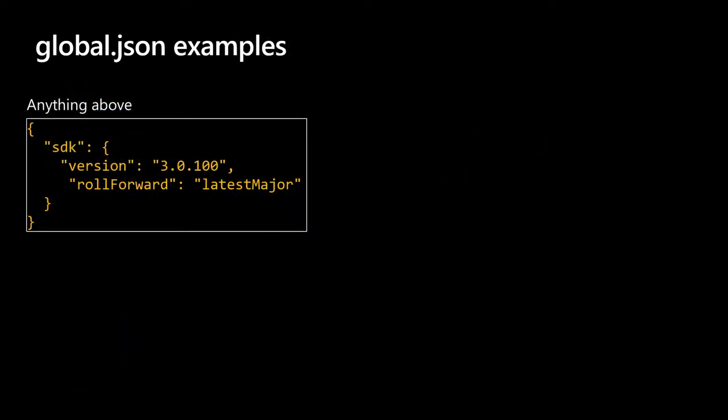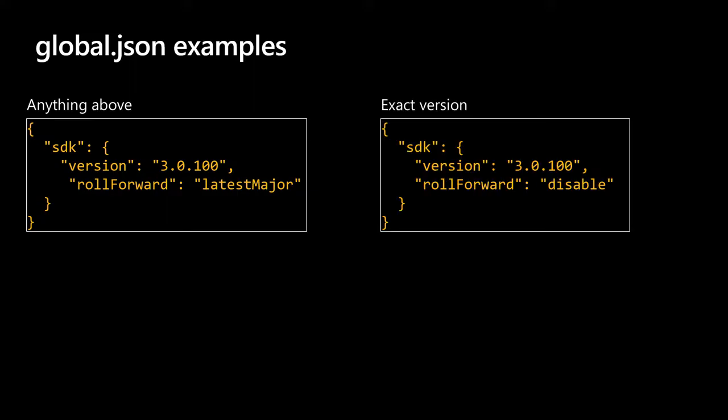Okay, so some examples here. Here I have version 3.0.100, which is the default version for the 3.0 SDK. And then I say roll forward latest major. So it grabs the latest version that you have installed on your machine, and it considers anything above that.